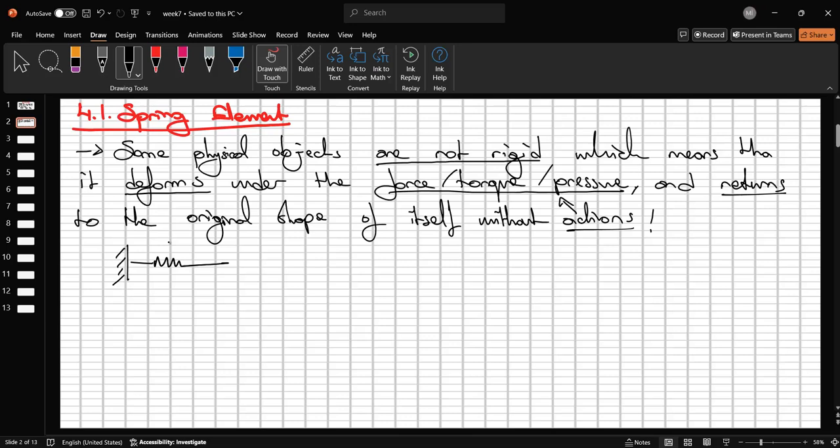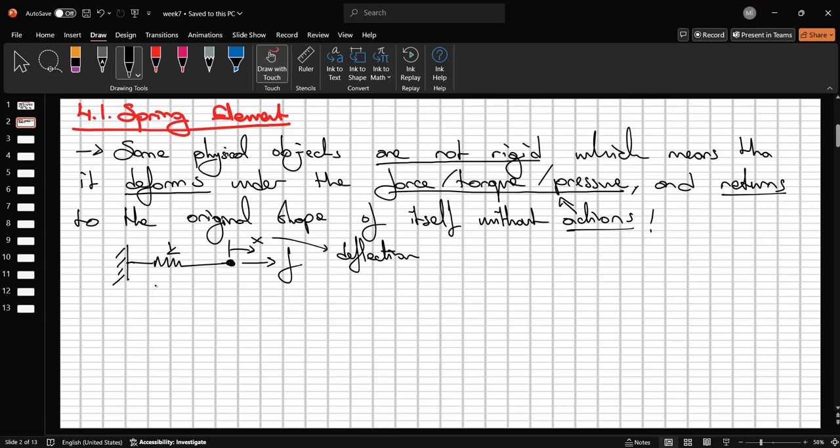We have the K value here, and we have some points at the ends of these terms. If we apply the force F here, then X is the deflection of these terms. If we push the spring K to the right, this X increases in proportion, and the spring K contains or stores energy, potential energy.